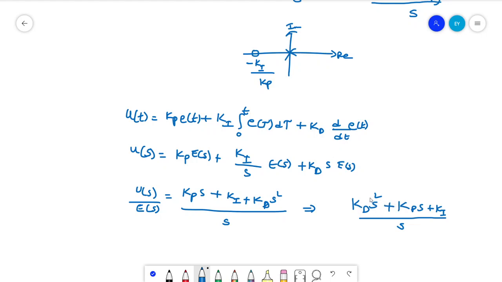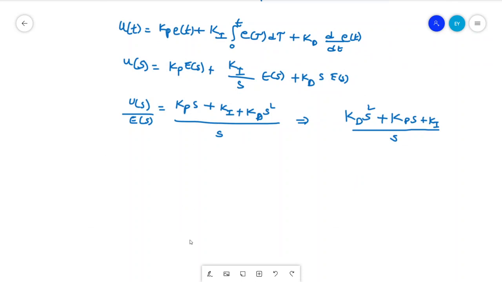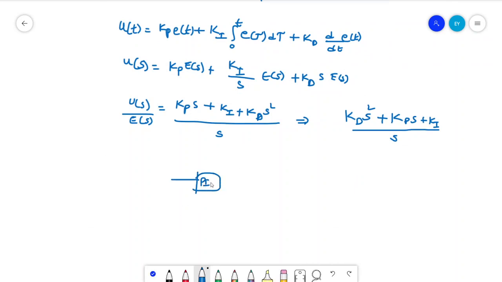Choosing this particular PID and multiplying with our plant g of s, on the whole it will be an open loop transfer function. Individually, they are closed loop. I'll just draw it and show. Individually, if you consider the PID, I'm just writing PID is nothing but this expression, and whatever g of s they give is the plant g of s. On the whole, if you consider this, it is actually closed loop, right?